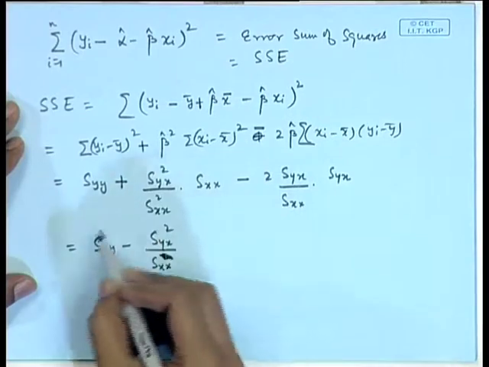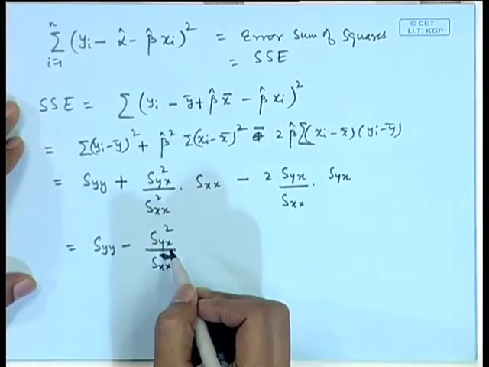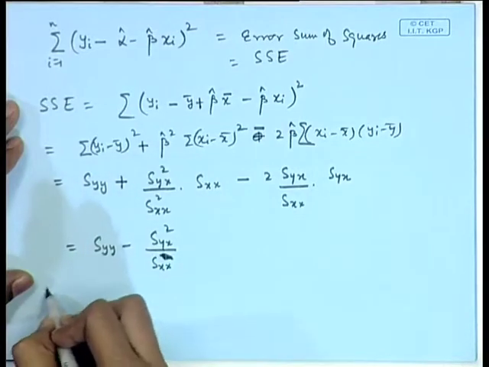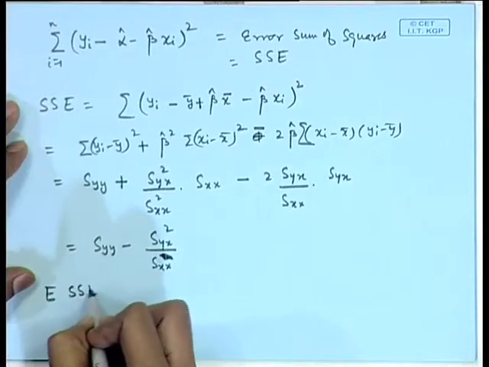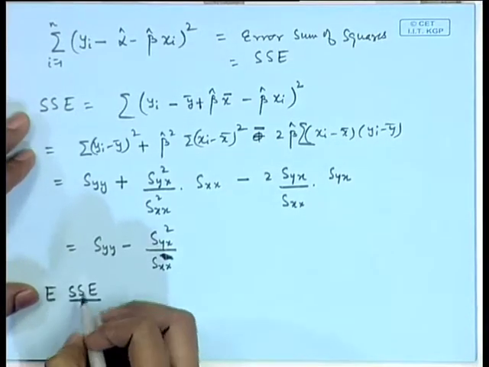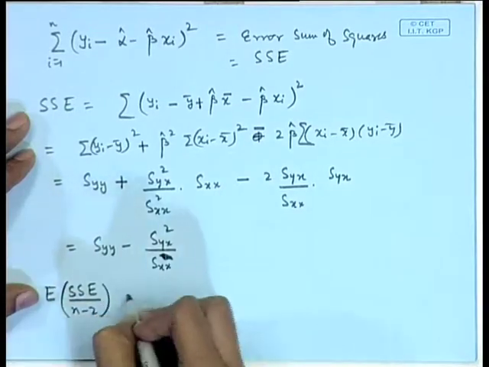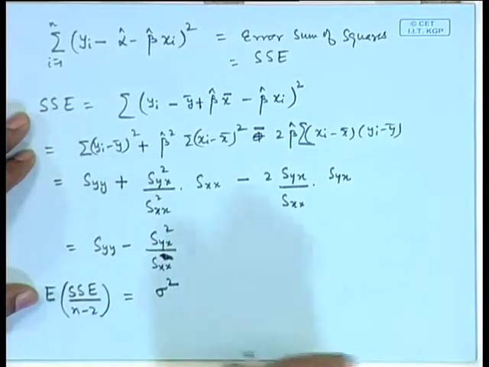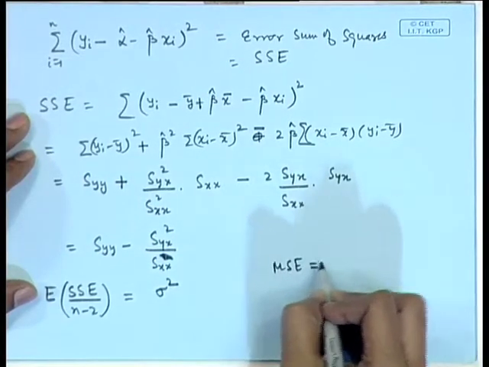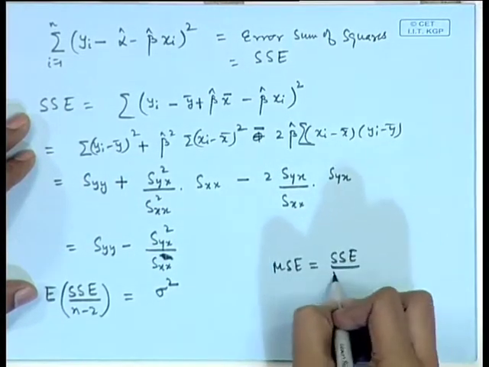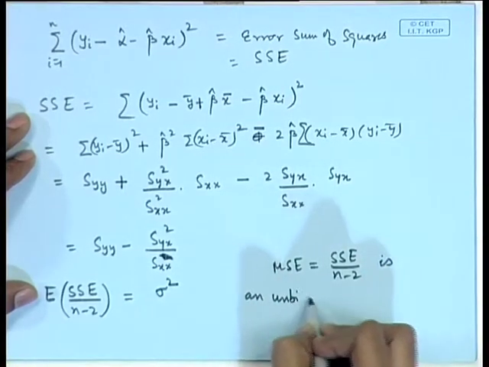Then it can be shown that expectation of SSE divided by n minus 2 will be equal to sigma square. So, this we call MSE, mean sum of squares due to error. This is an unbiased estimator.